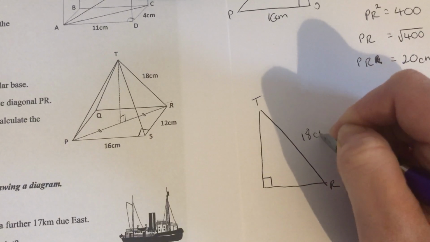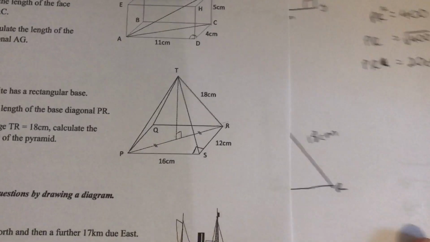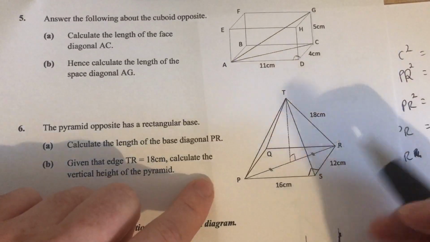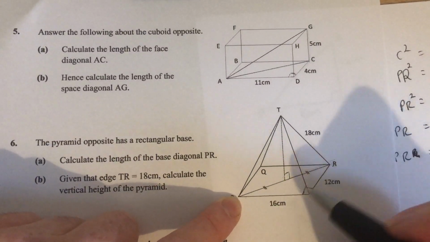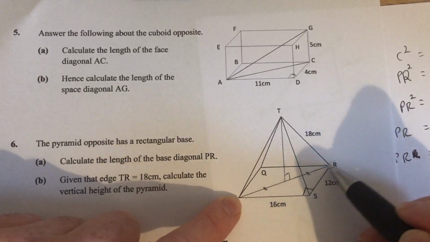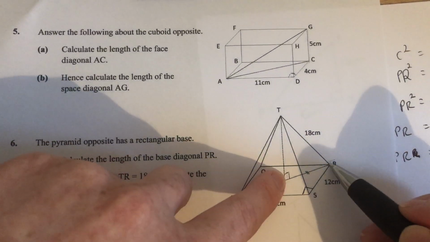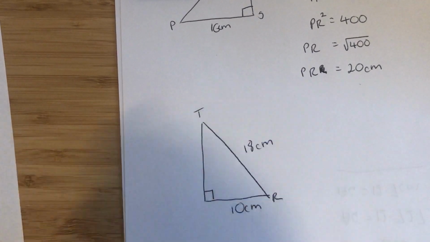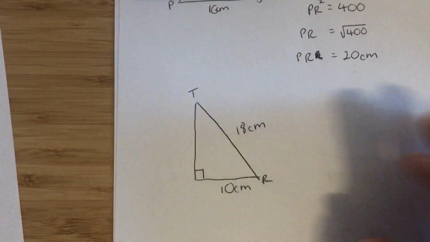We've been told that this is 18 centimetres. Now, we've just found in the last bit, P to R, all the way along from P to R. And as you can see, those two little lines mean that they're both the same length. So actually here is going to be half of what we found before. What we found before was 20 centimetres, so here is going to be 10 centimetres. So this time we're looking for a shorter side.